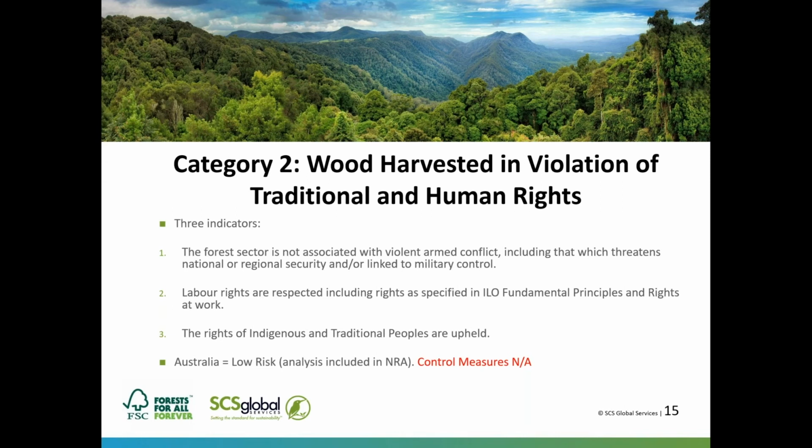But this is also a good opportunity to say that it's important to note that low risk doesn't mean no risk. There's always a potential risk. This one has to do with violation of traditional human rights, so there may be some human rights violations going on that the working group wasn't aware of, because by their nature, being illegal, they would happen out of sight of most people. So just saying that low risk doesn't mean no risk.